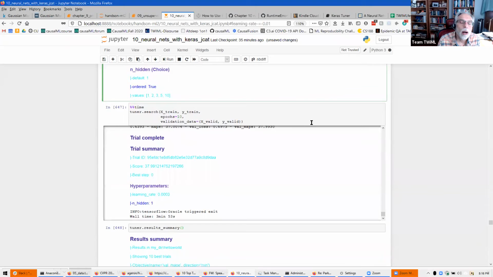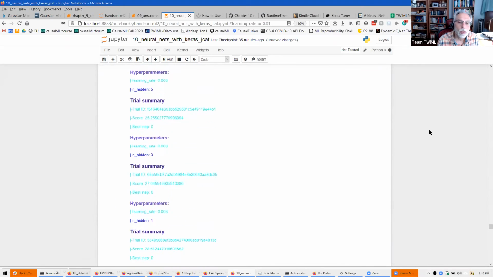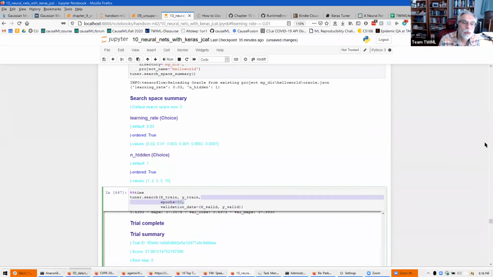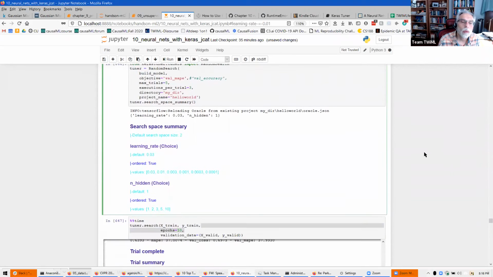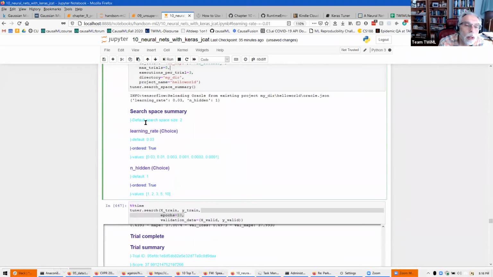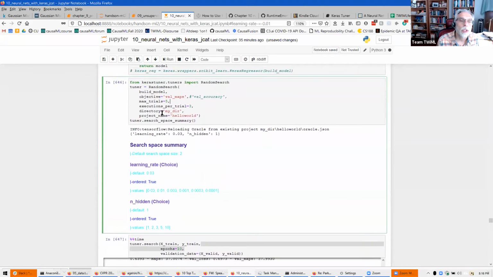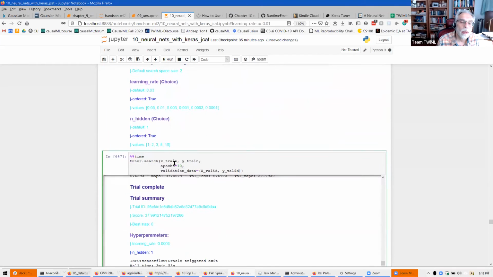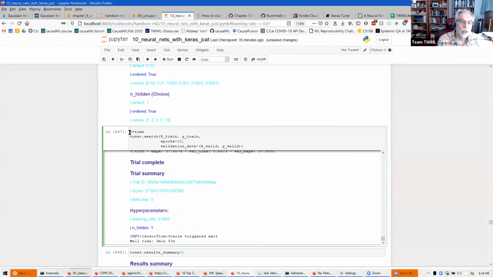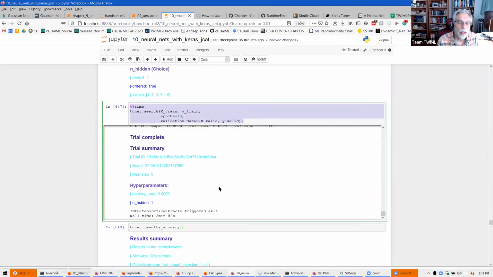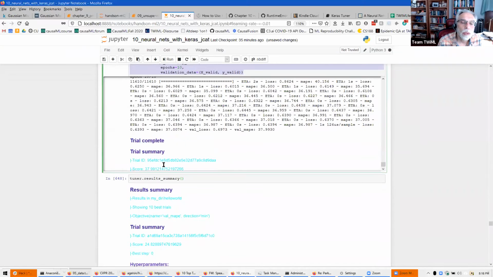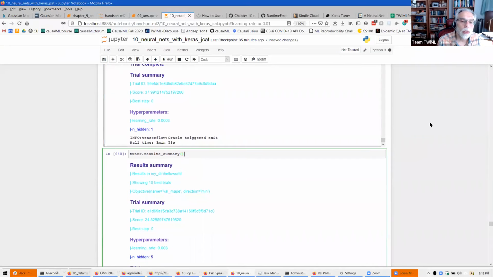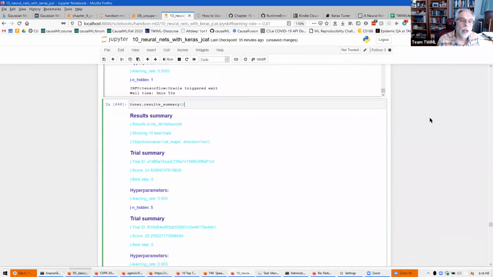And because I can't run this again for you, I can just show you what the result was. Oh, before I do that, I'll just show the outputs here. It gives you a summary of the search space once you do this, and then you actually do the search of the search space, and then it comes back with a summary. You can see this part took about 4 minutes. And then you can get a results summary.